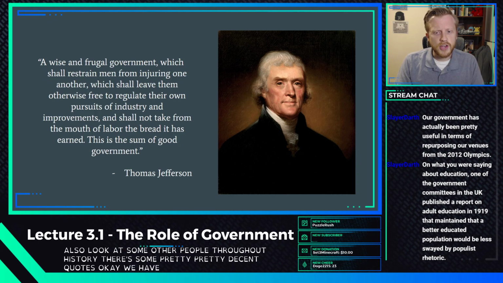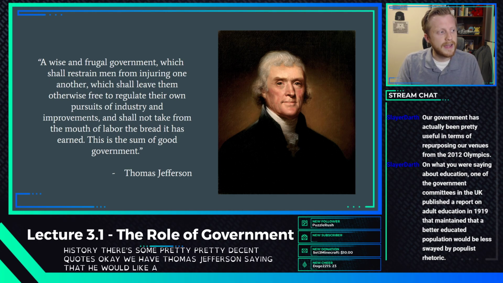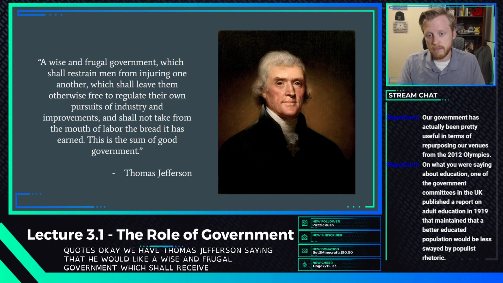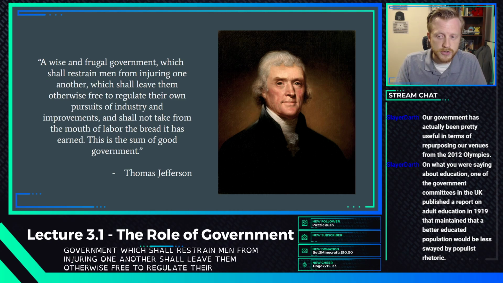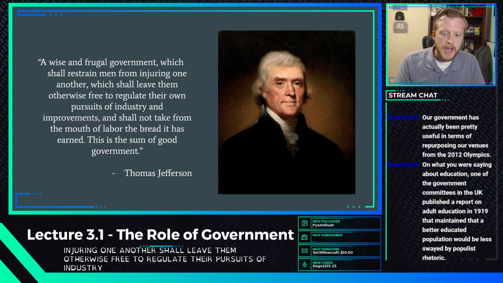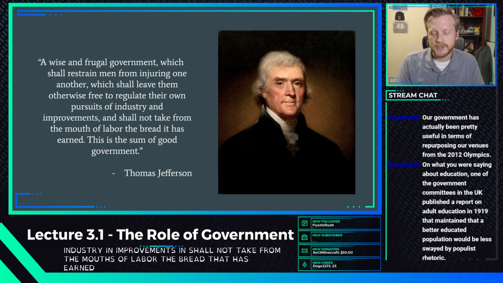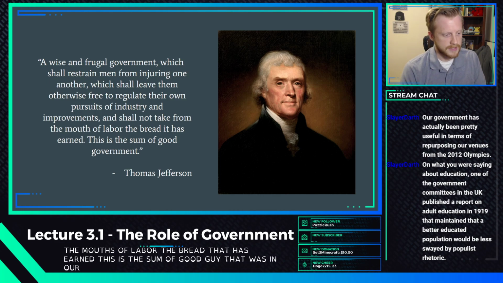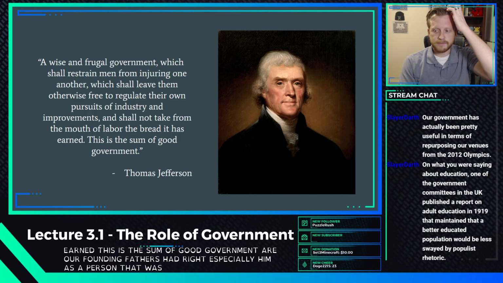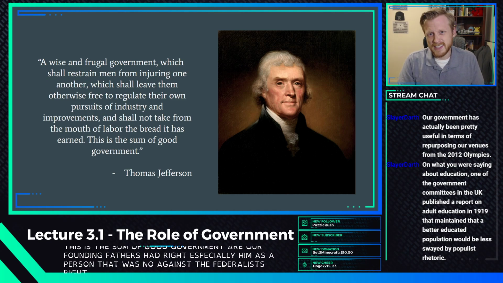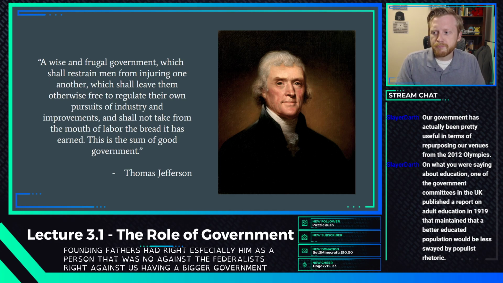We have Thomas Jefferson saying that he would like a wise and frugal government, which shall restrain men from injuring one another, which shall leave them otherwise free to regulate their pursuits of industry and improvements, and shall not take from the mouth of labor the bread it has earned. This is the sum of good government, right? That was in our founding fathers' heads, right? Especially him as a person that was against the Federalists, right? Against us having a bigger government, yeah?